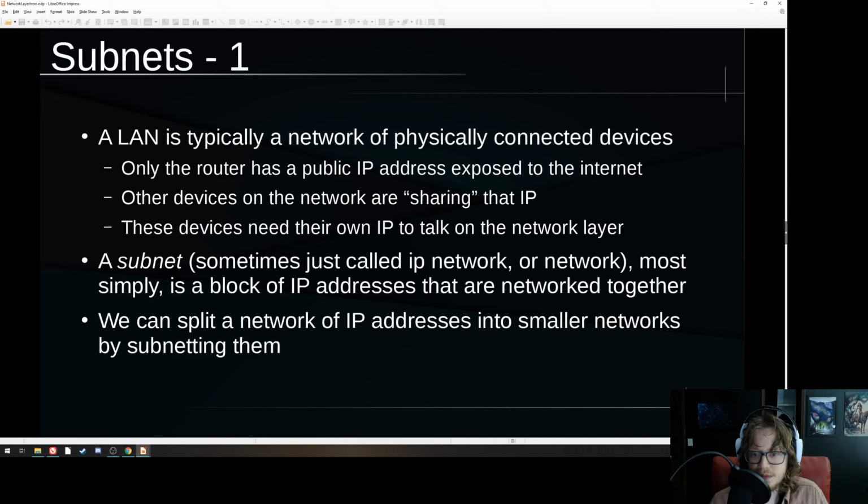So a subnet, which is sometimes just called a network or an IP network, especially by IT folks, is basically just a block of IP addresses that have been networked together and that the router is responsible for maintaining. We can split a network of IP addresses into smaller networks by subnetting them.